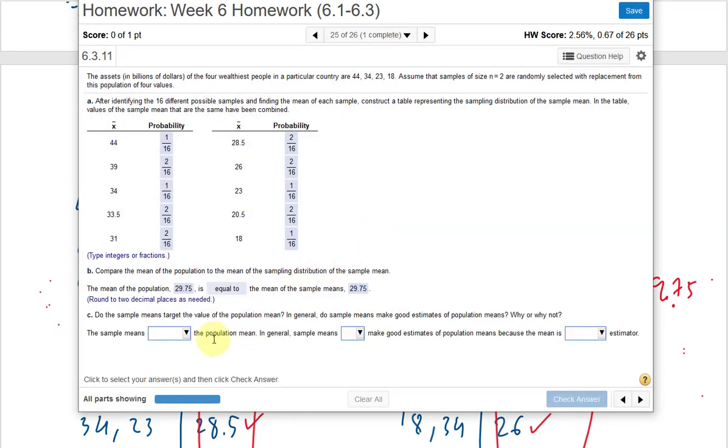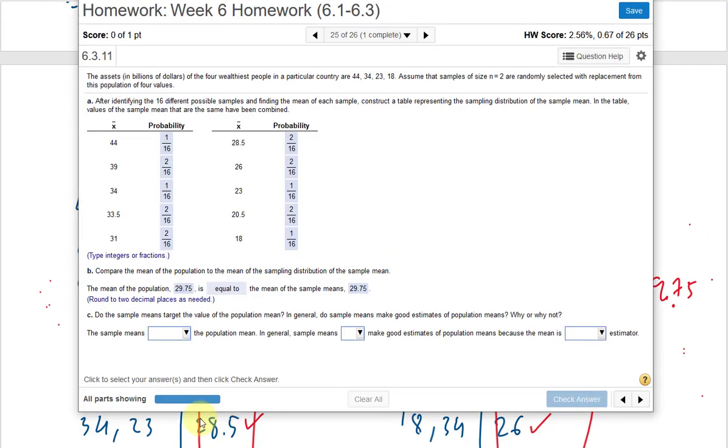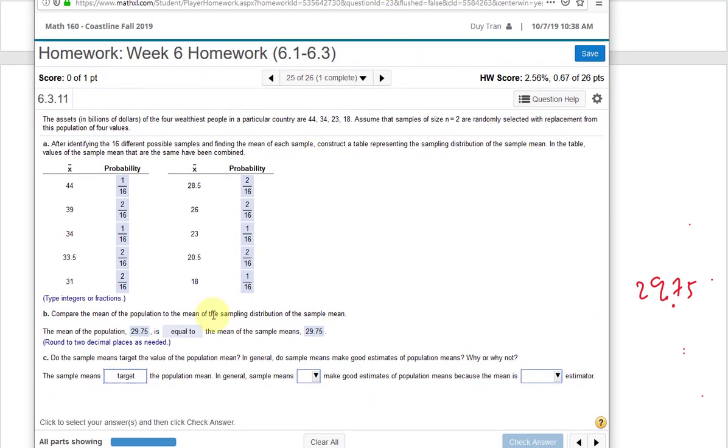Okay, the last question. Do the sample means target the value of the population mean? In general, do sample means make good estimates of the population mean? Why or why not? So the sample mean is where we add all the 16 numbers together, we divide by 16. So the sample mean targets, right? Because they do have the same value. So it targets the population mean.